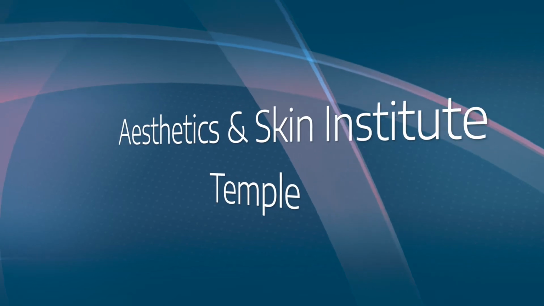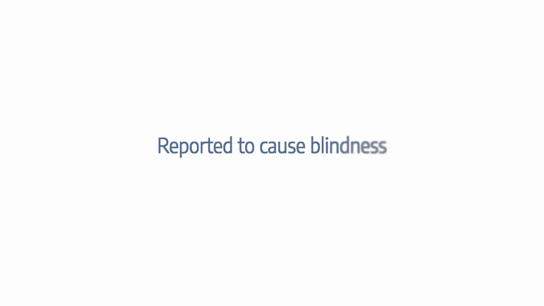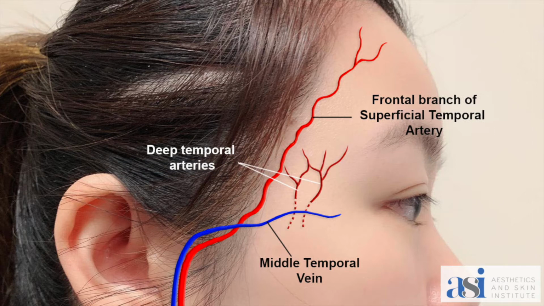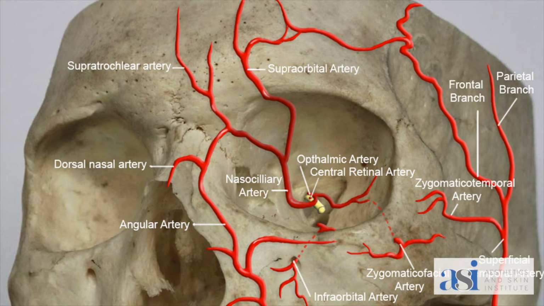Temple. Injecting filler in this area has been reported to cause blindness. The danger in injecting this area is because of the frontal branch of the superficial temporal artery that traverses the temple. This artery anastomoses with the network of supraorbital and supratrochlear arteries that lead to the ophthalmic artery.